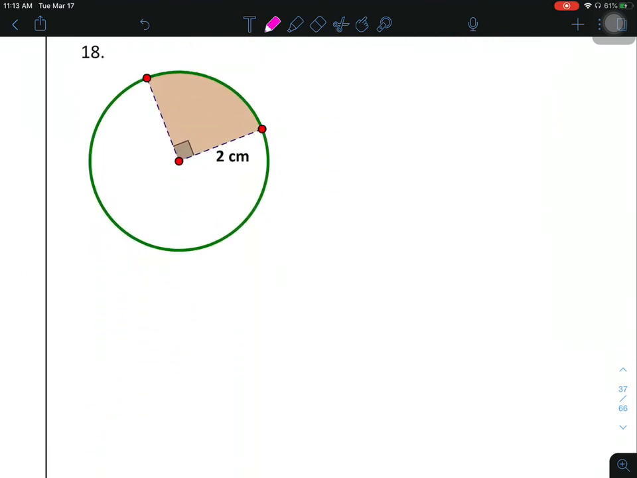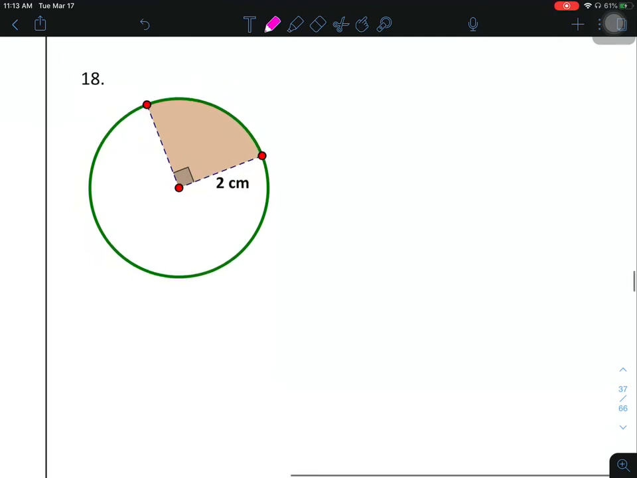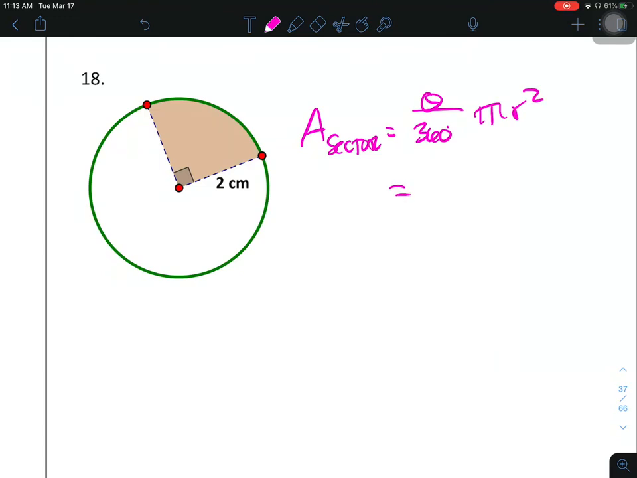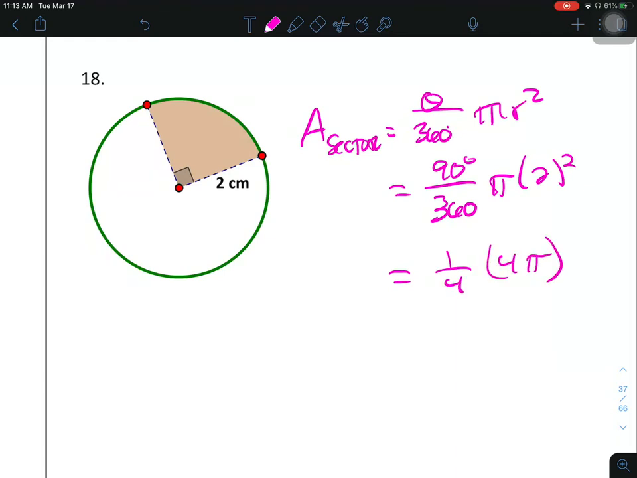18. Find the area of a sector. It's theta divided by 360 degrees times pi r squared. Our theta in this case is 90. Our radius is 2. 90 over 360 is 1/4. 2 squared is 4. A fourth of 4 is 1. The units are square centimeters. So the area is pi square centimeters.